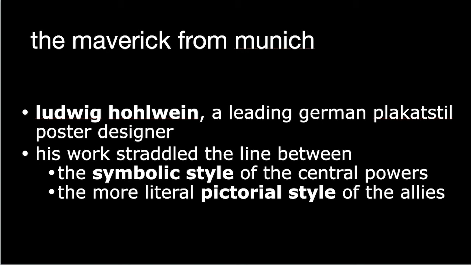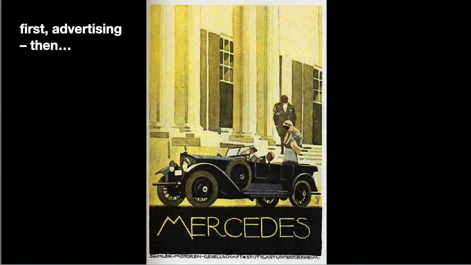Okay, the Maverick from Munich. We spoke about Ludwig Hohlwein in the Plakat lecture. He was a leading German poster designer. His work straddled the line. He made use of the best of the symbolic style of the Central Powers, the stripped down symbols, with more literal figures of the pictorial style of the Allies. That's probably because he was a masterful poster designer before the war began and was engaged in doing things both before and after the war.